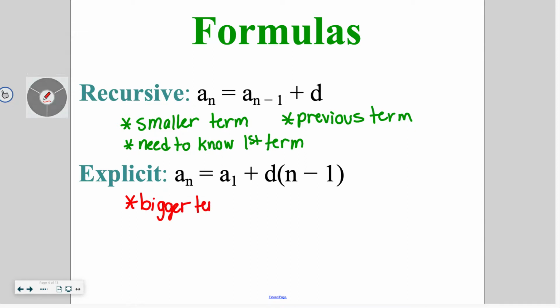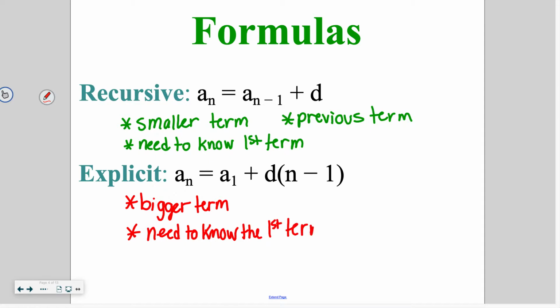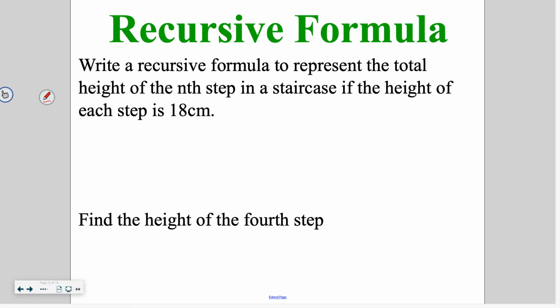For example, if it's asking you for the 100th term in a sequence, you're not going to want to add over and over 100 times. So this formula allows you to do the shortcut. Again, we need to know the first term. So again, recursive we use more so when we know the previous term, and the explicit we use when we know the first term. So we're going to start by looking at the recursive formula.